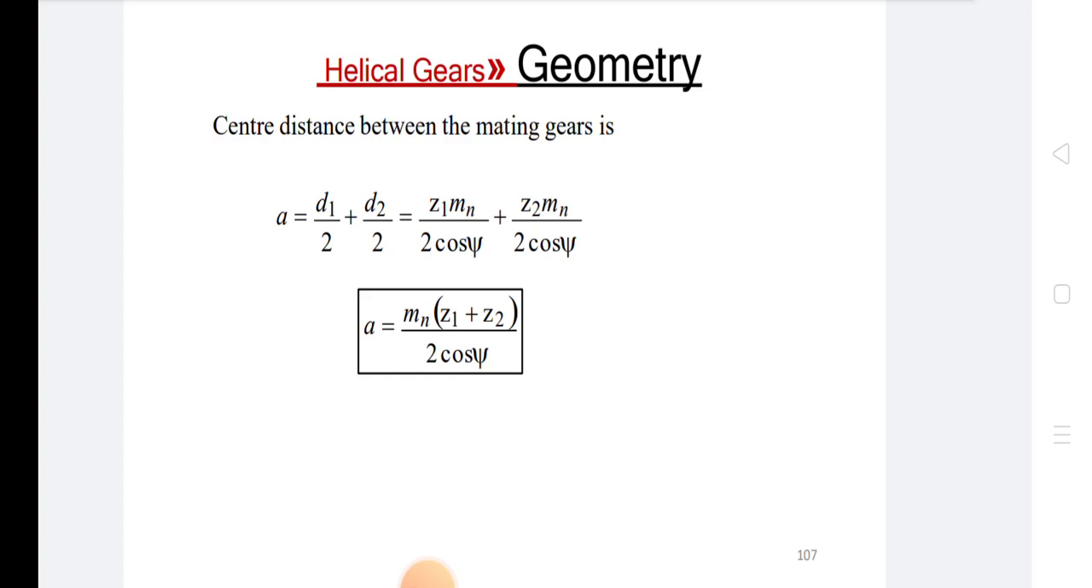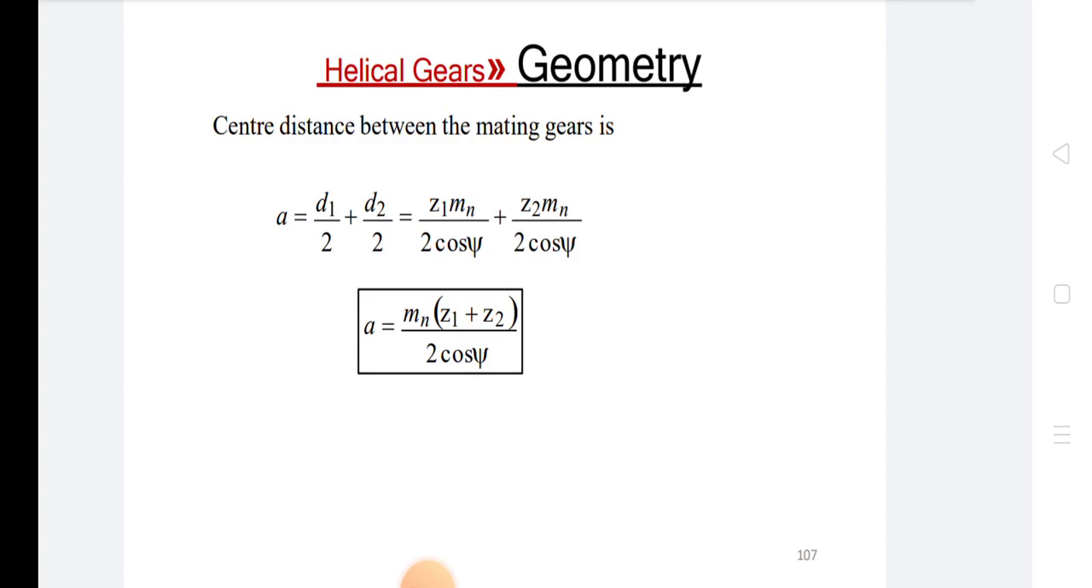Transverse pressure angle phi t: the pressure angle measured in the transverse plane of rotation is called the transverse pressure angle. It is denoted by phi t. Next is normal pressure angle. The pressure angle measured in the normal plane, that is the plane perpendicular to the teeth, is called the normal pressure angle. It is denoted by phi n.